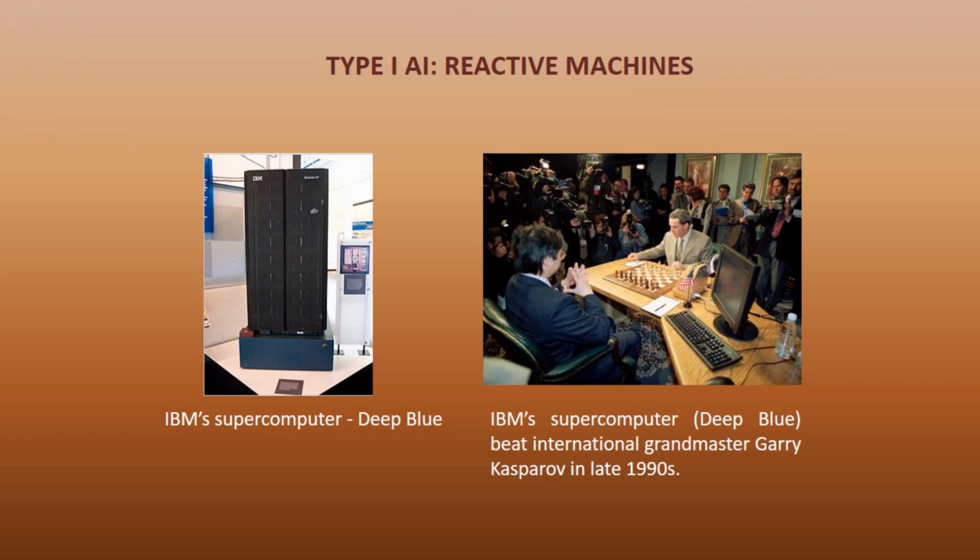Type 1 AI, reactive machines. This is the most basic type of AI category, which is purely reactive and has the ability neither to create memories of events nor to use past experiences to inform current decisions. The perfect example of this type of machine is IBM's chess-playing supercomputer Deep Blue, which beat international grandmaster Garry Kasparov in the late 1990s.